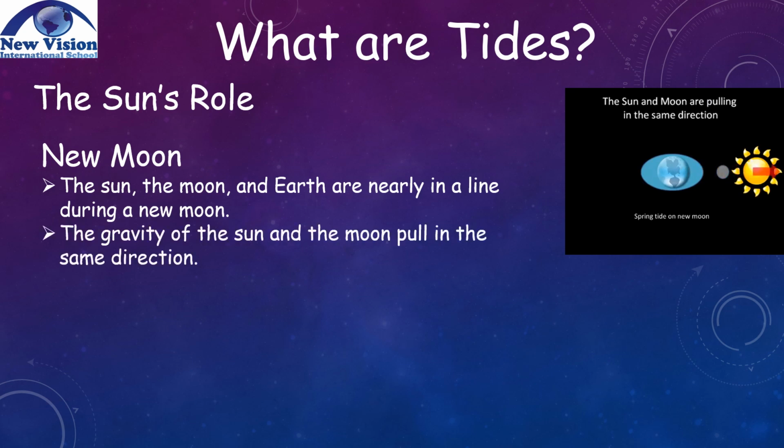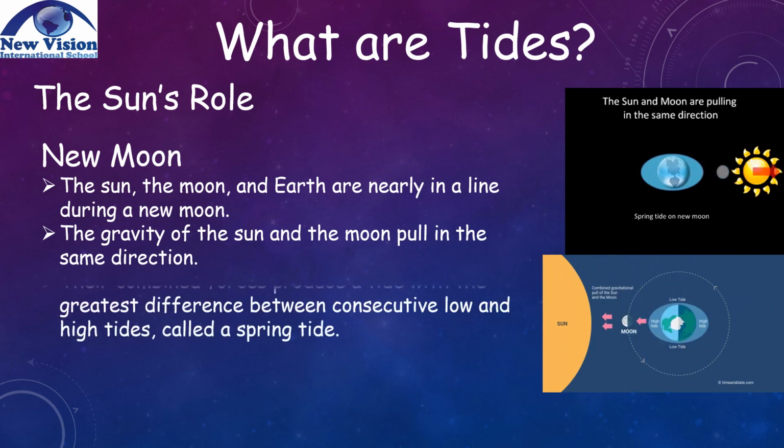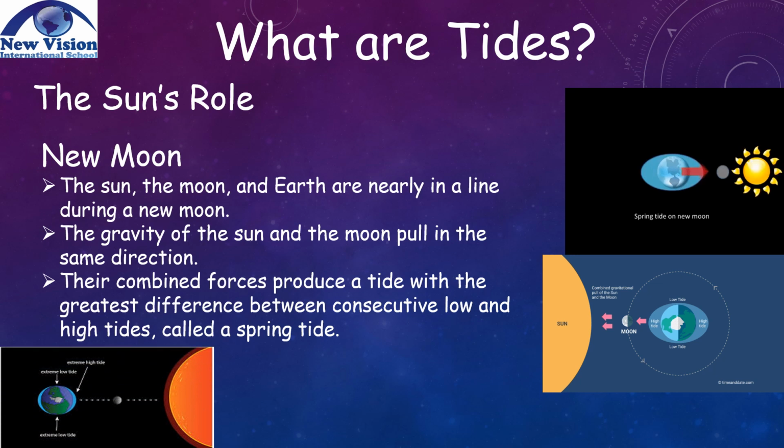The gravity of the sun and the moon pull in the same direction. So what will happen? Their combined forces produce a tide with the greatest difference between consecutive low and high tides called a spring tide. Spring tide comes from an Old English word, springen, meaning to jump.